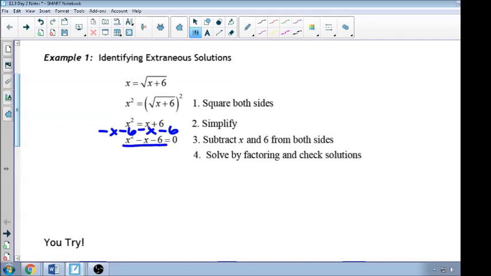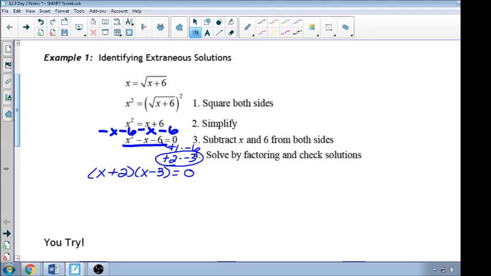At this point, what we need to do is go ahead and factor that. The factor pairs for 6 are 1 times 6 and 2 times 3. The middle term is negative, which means my larger number will be negative. Those need to multiply to a negative, so the smaller number is going to be positive. Which pair will add to -1? That will be positive 2 and -3. So to factor this, I have x plus 2 and x minus 3 equals 0.